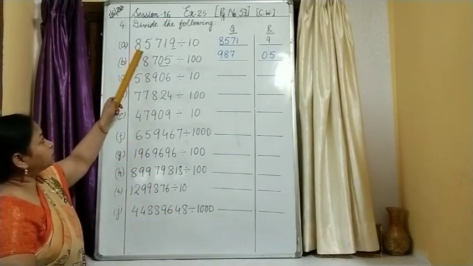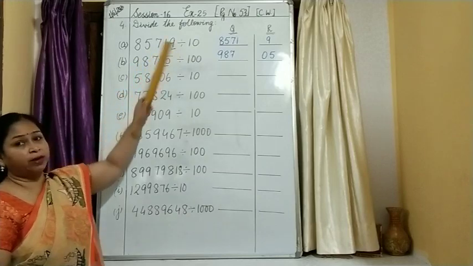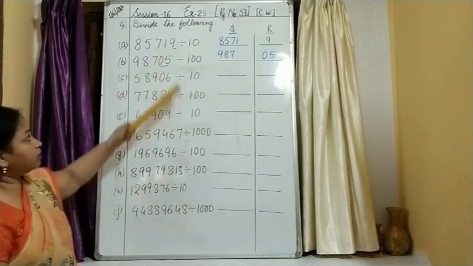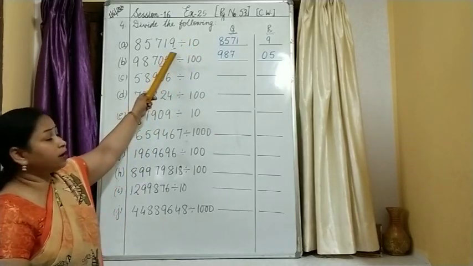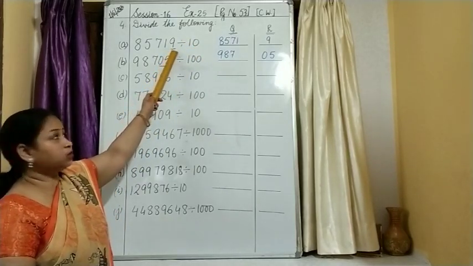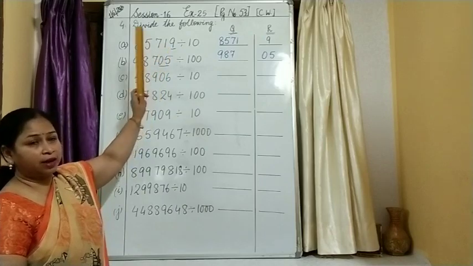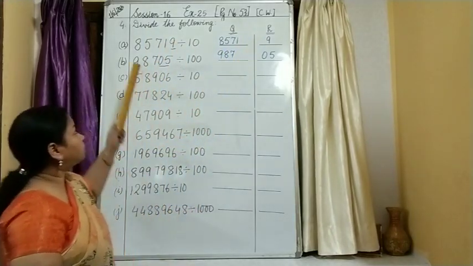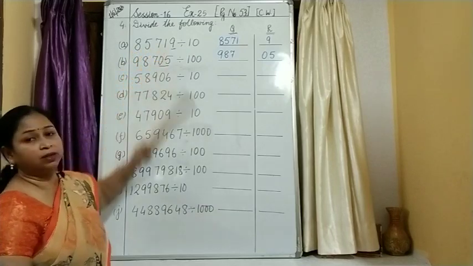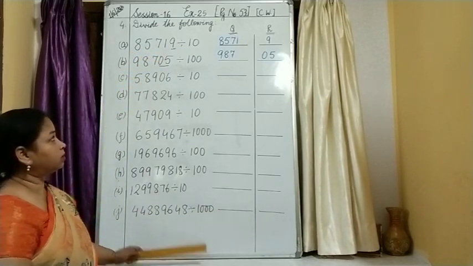The first question is 85719 divided by 10. Now, when it is 10, that means you can see 1 0 over here. So, I have already underlined the digit at ones place. It is 9 over here. So, my remainder is 9. What about the quotient? 8571. The left out digits will be the quotient.